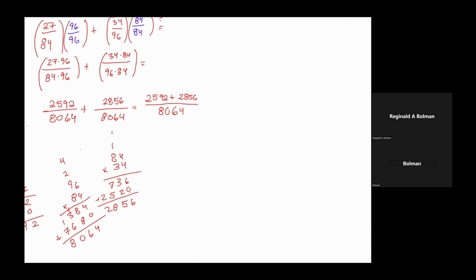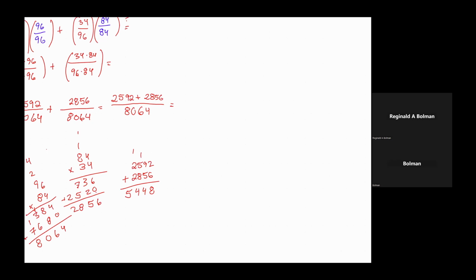Okay, 2592 added with 2856. 6 plus 2 is 8. 9 plus 5 is 14. Carry the 1. 1 plus 5 gives you 6. 6 plus 8 gives you 14. Carry the 1. 1 and 2 is 3. 3 plus 2 gives you 5. So we should have 5,448 all over 8,064.